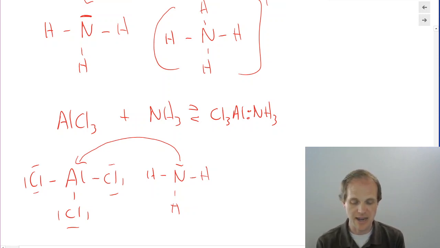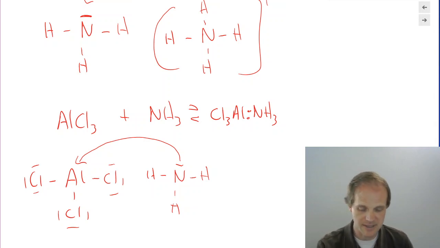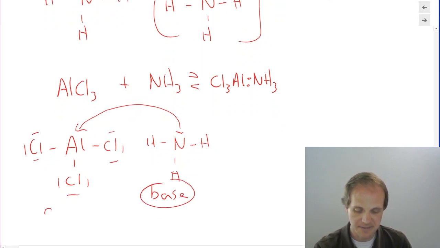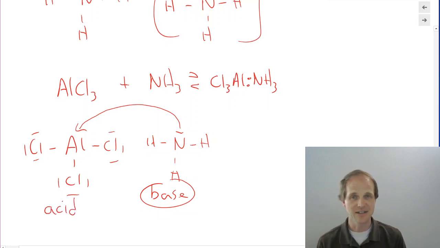So you have nitrogen there donating that lone pair. If it is an electron pair donor, that makes it the base. And aluminum accepting that electron pair makes it the acid. So we can actually use it in cases where there's no hydrogens transferring at all. There's just some sort of bonding related to lone pairs. So it's the most flexible definition, but it's also the most confusing. It's not as intuitive as the other definitions.